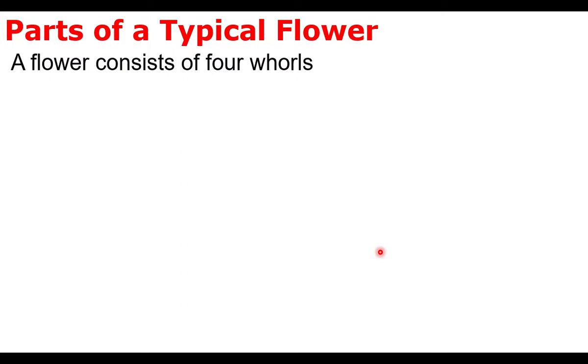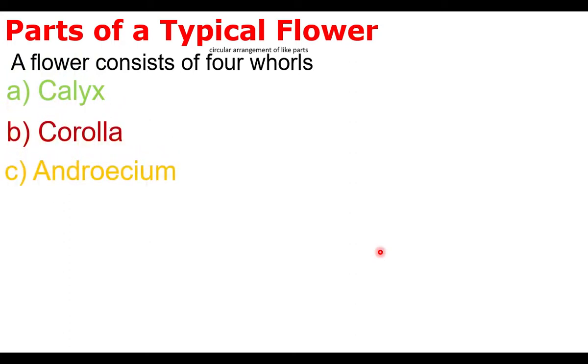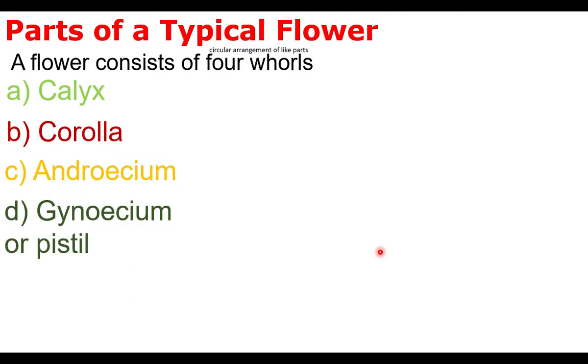A flower has 4 whorls. Whorls means arrangement of similar parts in circles. In a flower, the parts are arranged in circles called whorls. They are calyx, corolla, androecium and gynoecium. Gynoecium is also called pistil. Now let us see the 4 whorls, calyx, corolla, androecium and gynoecium in the diagram.